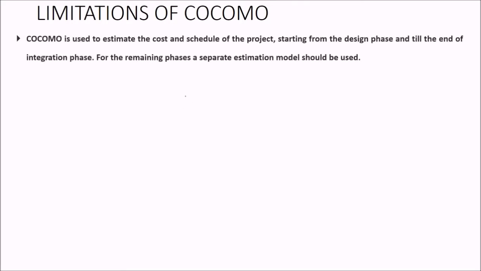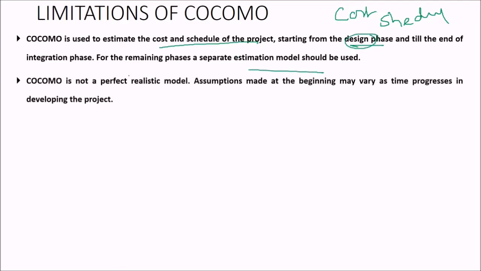What are the limitations of COCOMO? COCOMO is used to estimate the cost and schedule of the project, starting from the design phase until the end of the integration phase. For the remaining phase, a separate estimation model needs to be used. From design to integration, but what after that? So COCOMO is not a perfect realistic model.